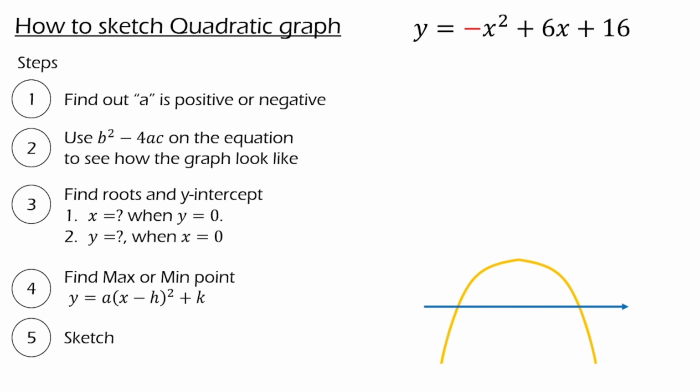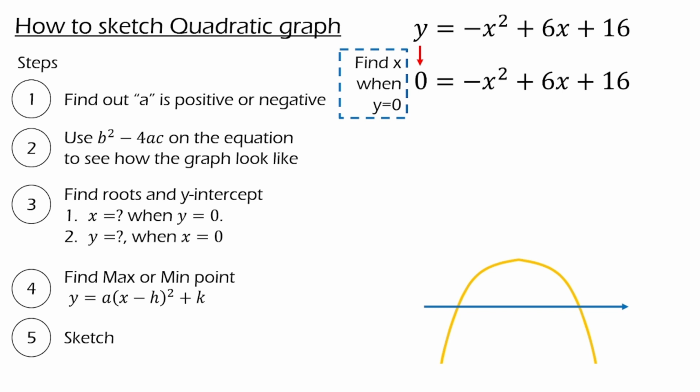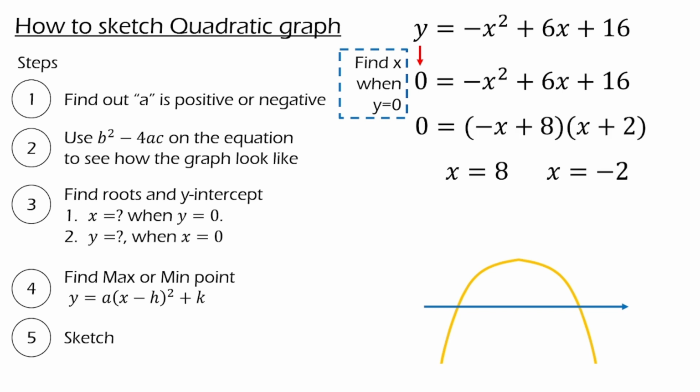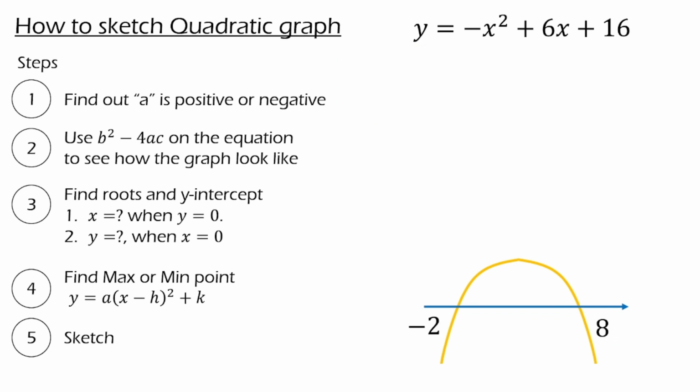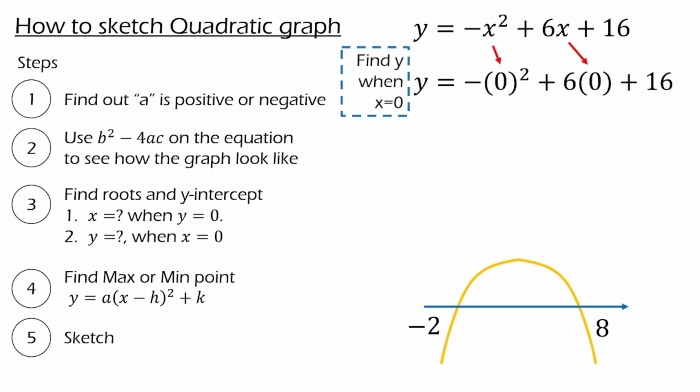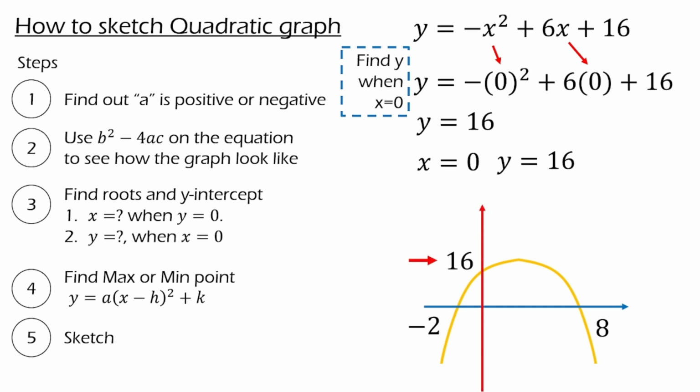Moving on to the third step, we are going to find our roots. Again, we let our y equal 0 to find our x-coordinate. Solving it by factorization, we have x equal to 8 and x equal to -2. And then we put it on our graph. For the y-intercept, we substitute x equal to 0. Solving it, we know our y-intercept is 16. Again, we label it here.